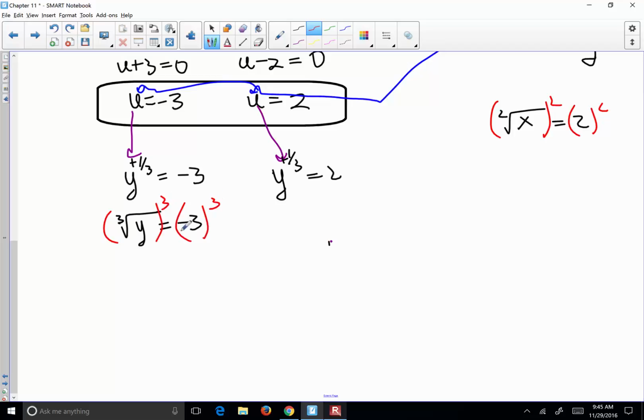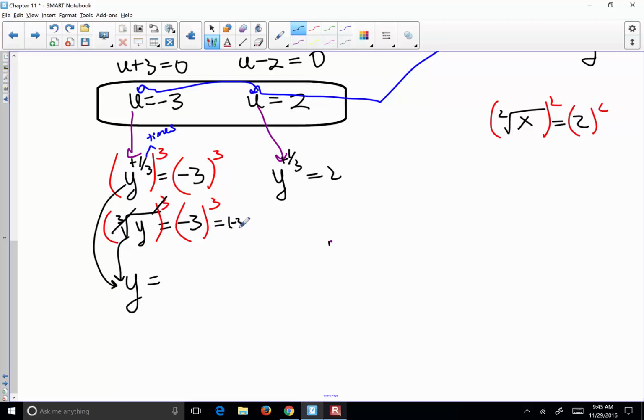Cube it. Or in other words, the right tool here was to raise both sides to the power of 3. So 3 times 1/3. When you multiply 3 and 1/3, they become 1. They become just y on the left side. Or here. Doesn't matter. They cancel and become y only. But what is cube of -3?